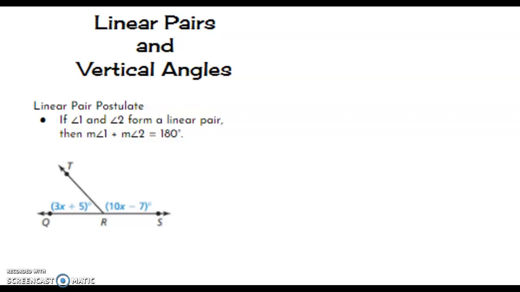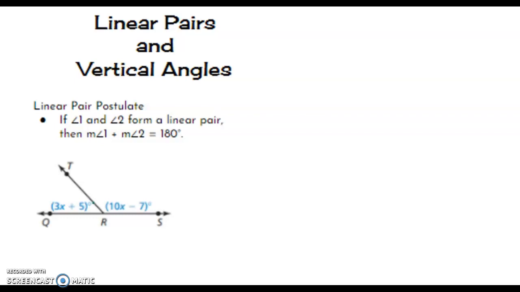Okay, so we are looking at linear pairs and vertical angles. First of all, the linear pair postulate says if angle 1 and angle 2 form a linear pair, then the measure of angle 1 plus the measure of angle 2 equals 180 degrees. We've used these in proofs, but we haven't used them in an algebra kind of approach.